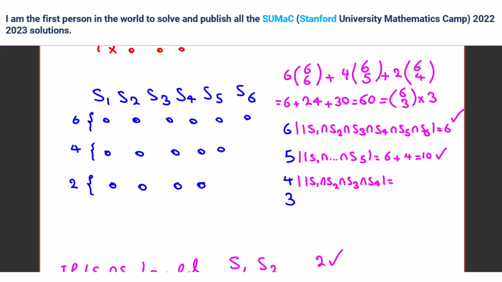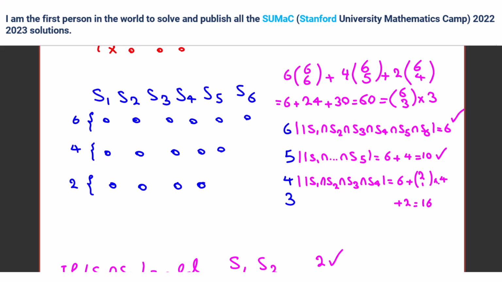Okay, let's check. 12 elements. Six elements here we should consider. S1, S2, S3, S4, here we should consider it because maybe we select this one or we select this one. So 2 choose 1 times 4 plus 2 elements here. So 6 plus 8, 14 plus 2, 16. Understand or want me to explain?